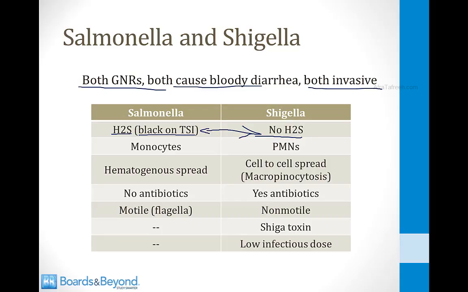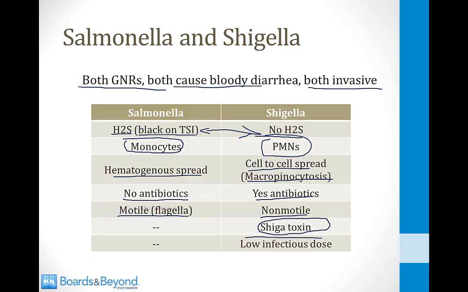The biopsy sample of a patient with a Salmonella infection will show a monocyte response by the immune system, whereas for Shigella it will show a PMN response. Salmonella spreads hematogenously, so through the bloodstream, and Shigella spreads from cell to cell transfer. And remember, it's taken up by the cells through that process of macropinocytosis that's unique to Shigella. Antibiotics are not helpful and are generally not used for Salmonella, but they are used for Shigella. And Salmonella is motile and it has flagella, whereas Shigella is not. And then two unique features of Shigella are that it makes Shiga toxin, and Shigella, remember, is famous for that very low infectious dose, just 10 bacteria or so will make you sick.